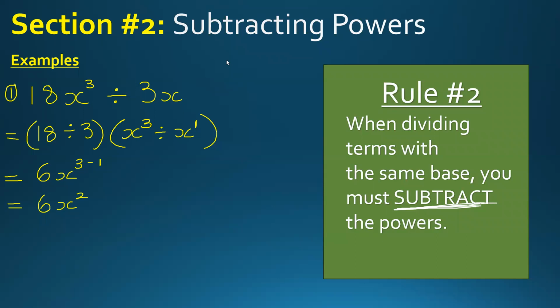Miss Sayers, are you there? Yes, sir. Explain how we got 6x to the second power, please. Okay, it was 18 divided by 3, which is 6, and then you subtracted 1 from 3, and that gave you 6x. 3 take away 1, and then the answer was 6x to the second power. Very good.